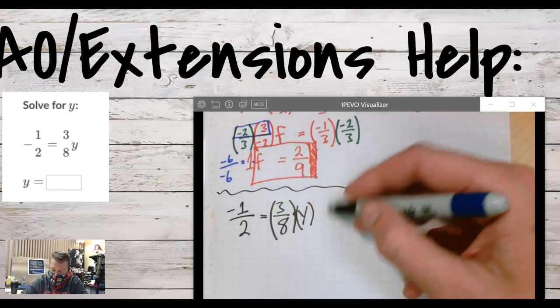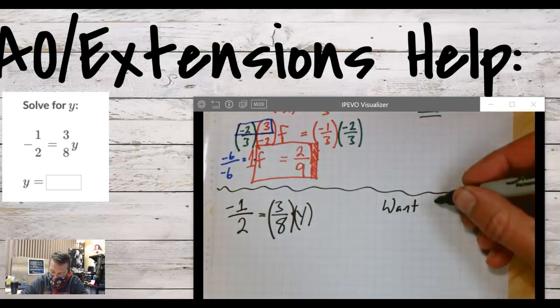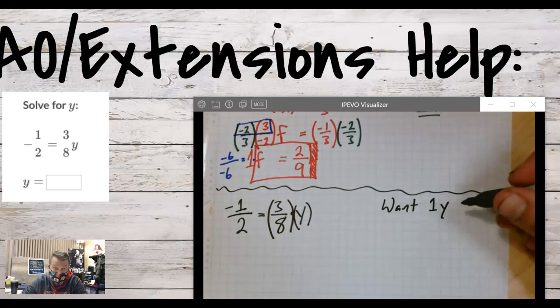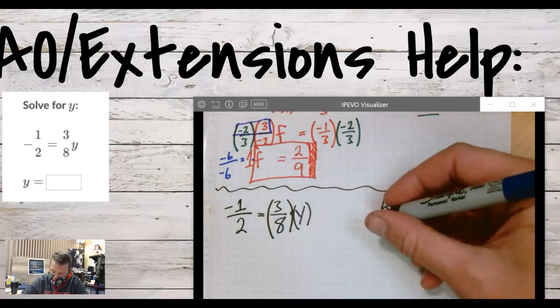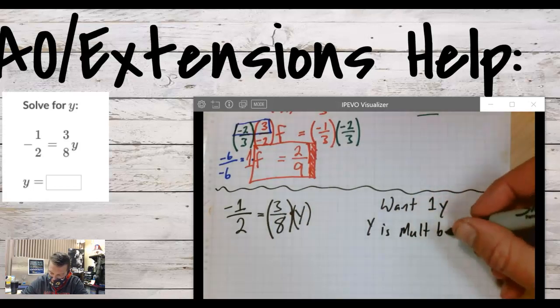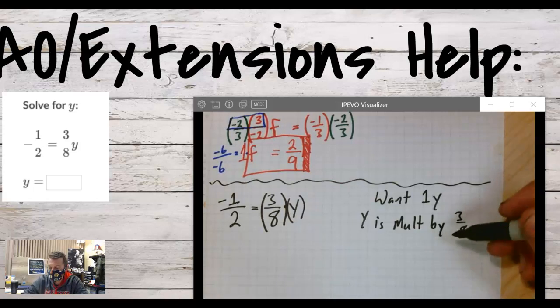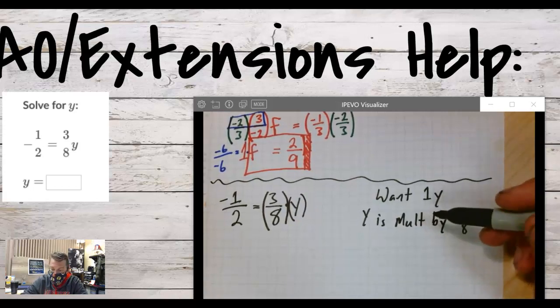But right now we don't have 1y and we want 1y. The reason we don't have it is y is multiplied by 3/8. Now normally when a variable is multiplied by something, we divide.